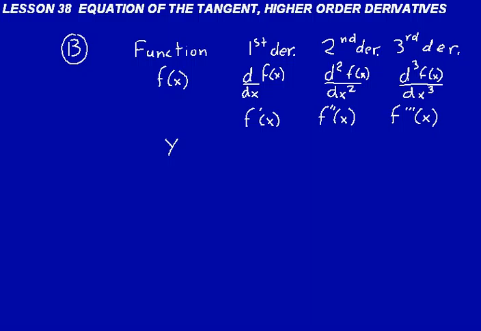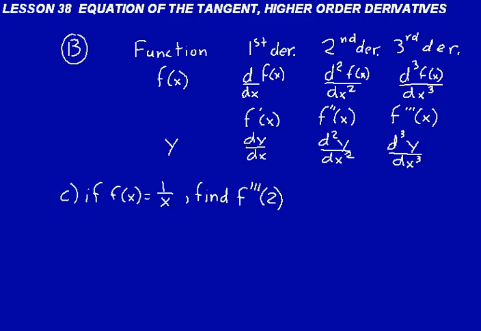Another way, if we were just thinking of y, we could say dy dx, d squared y over dx squared, and d cubed y over dx cubed for the third derivative. This is just notation, so try to keep up with that. I mean, how could f triple prime of x be the same thing as d to the third power? There's no mathematical operation involved here. We're just saying that's our notation for taking the third derivative.